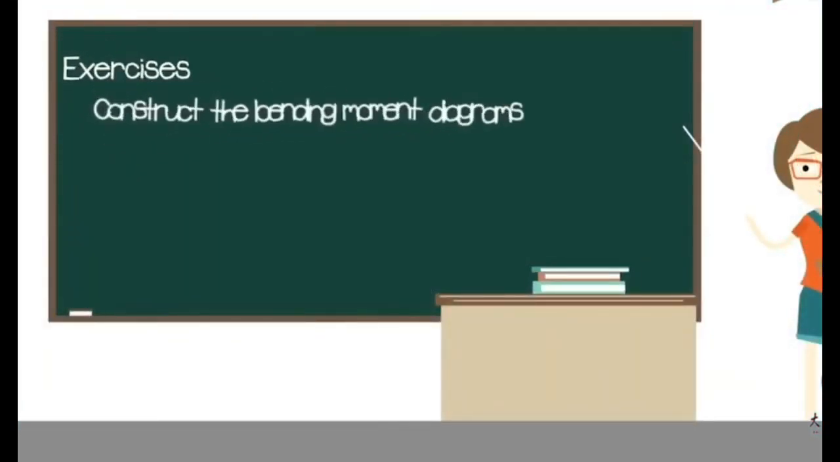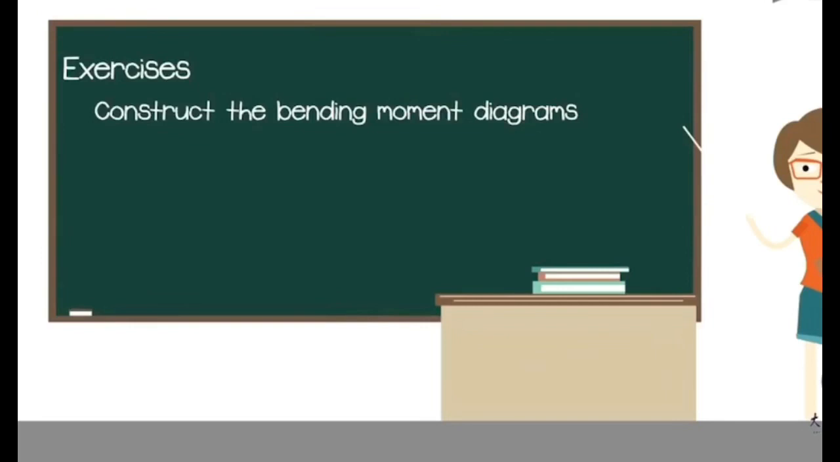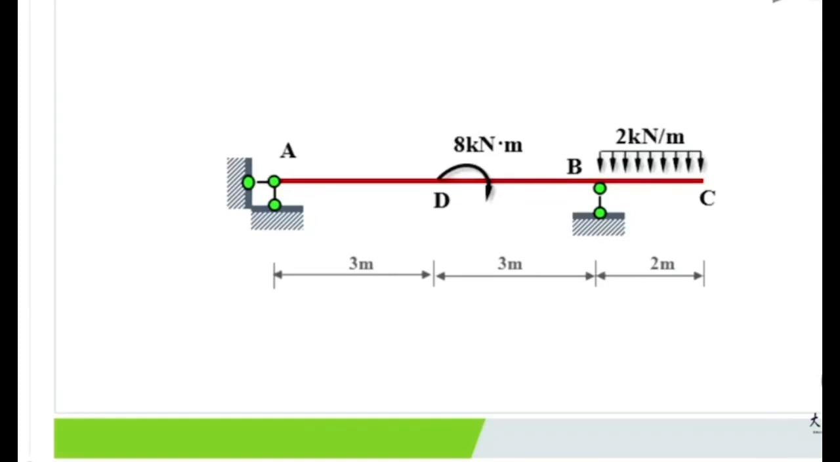Now let's do some exercise to practice how to construct the bending moment diagrams by using the superposition principle. Look at this overhanging beam under the action of uniformly distributed load and a couple. We could divide it into two parts. The BC part can be considered as a cantilever beam. The AB part can be considered as a simply supported beam under the action of an end couple MB and a couple at section D. So firstly, let's think about the construction of the bending moment diagram for the BC part.